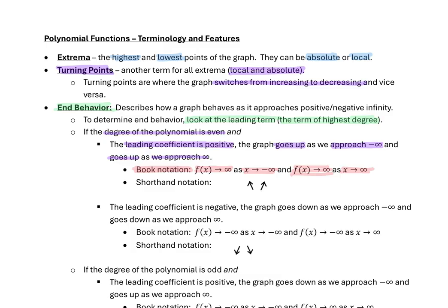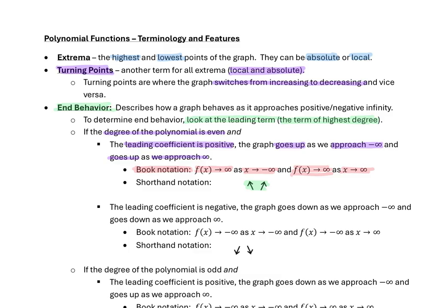Now, the notation that I do recommend you use, because it's a lot easier to think in terms of this, is something that looks like this. We have an arrow going up to the left, we have an arrow going up to the right, and this is our shorthand notation. Notice that there's a gap in between, because as we look at the examples in this video, there can be all sorts of stuff going on in the middle. But we always know that as we go forever to the left, we're going up, and as we go forever to the right, we're going up.